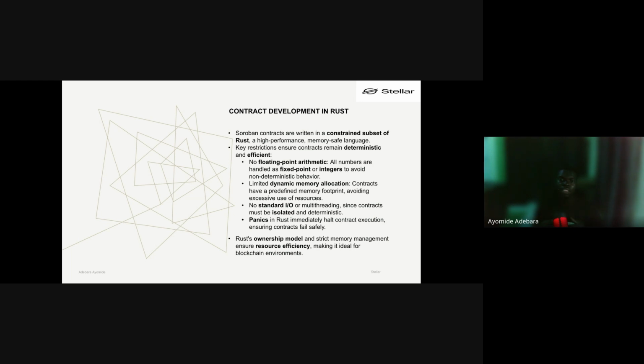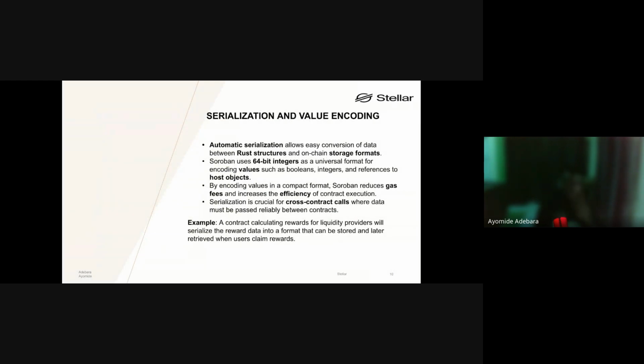So for that reason, there's no multi-threading or standard IO that is allowed in the SOROBAN smart contract. Serialization and value encoding. Basically, the word serialization is to serialize something and encode it, then decode it. And all of this is important because it is easier to store encoded data. Serialized data is easier because it's in a kind of storage format.